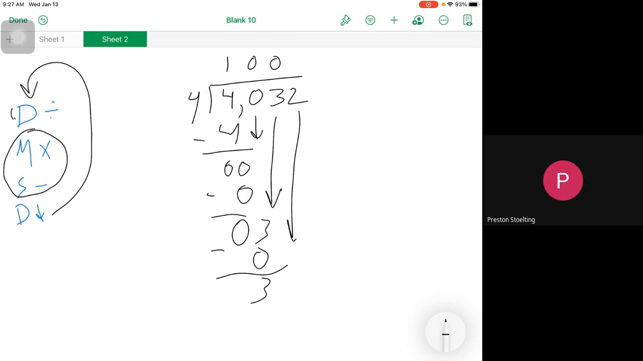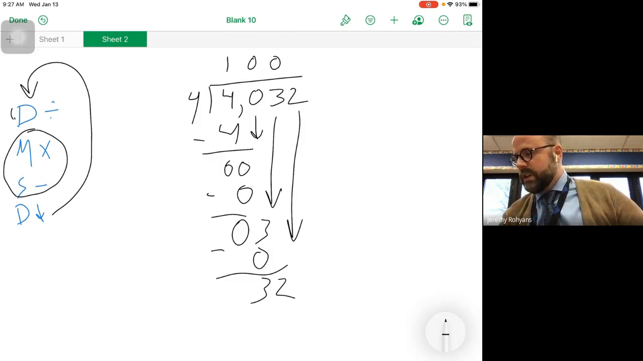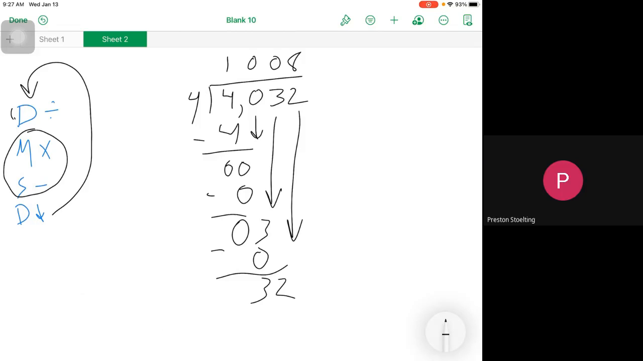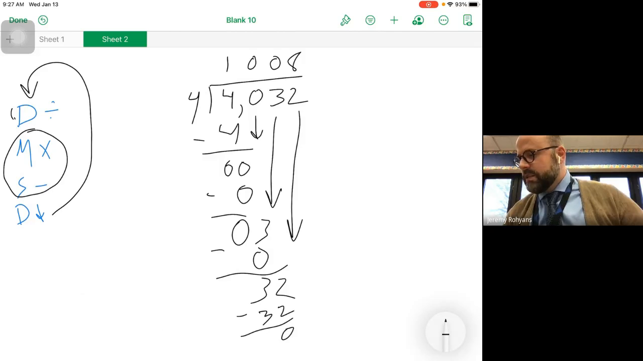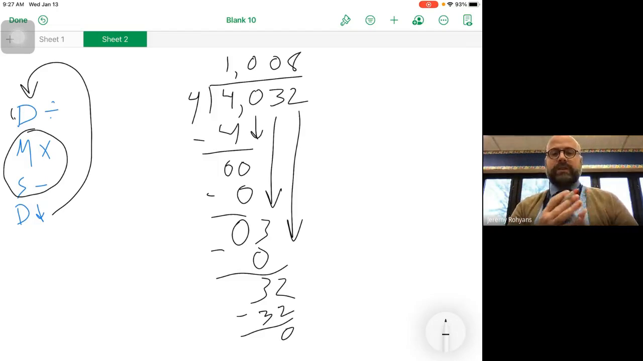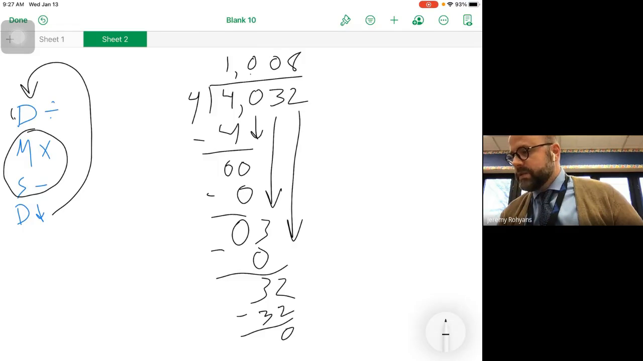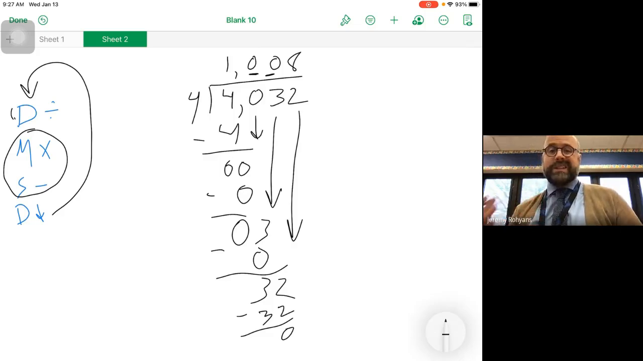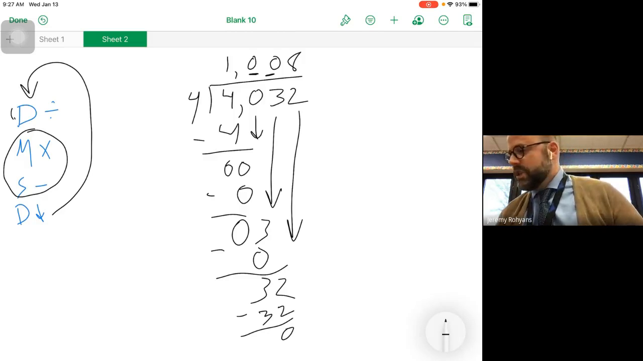3 minus 0 is 3, then you drop the 2, and how many times does 4 go into 32? 8 times. So the important thing to remember when you have a 0 and it messes up your division plans like that, if you cannot do the division, you still have to follow the steps, drop the numbers, and put zeros up there, because that is the only way you can divide those numbers. And we check our work: 1008 times 4.